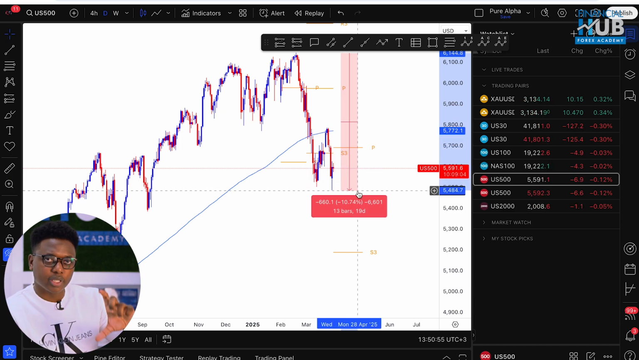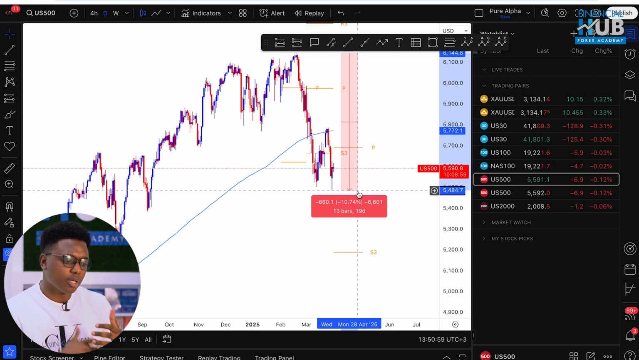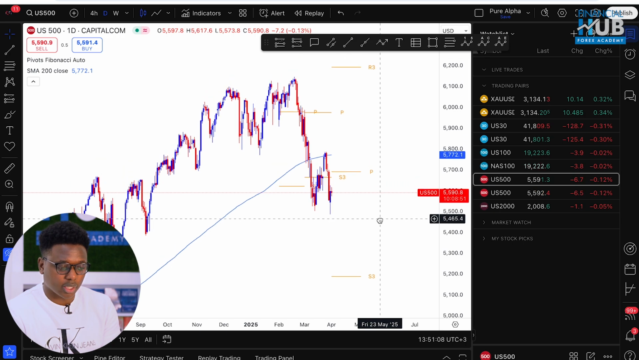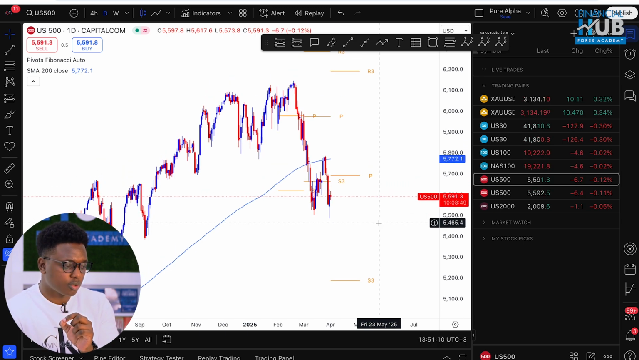So Nasdaq has the biggest drop, followed by US 500, followed by US 30. Most of you might be wondering, why is that so? Why does this one have more volatility compared to this one? Now that's what I want us to look at, and that's a little bit of history I want to give you guys.